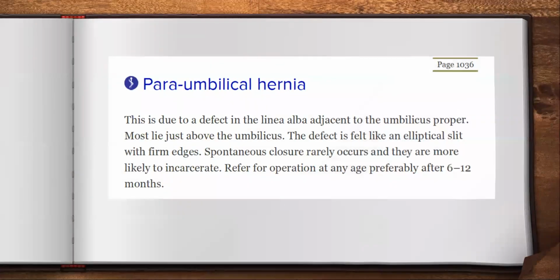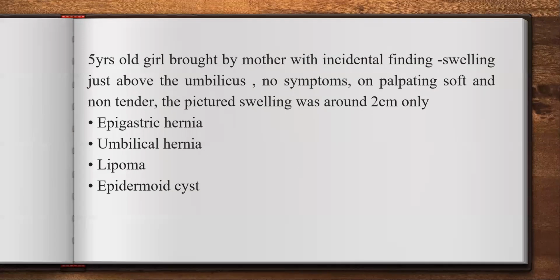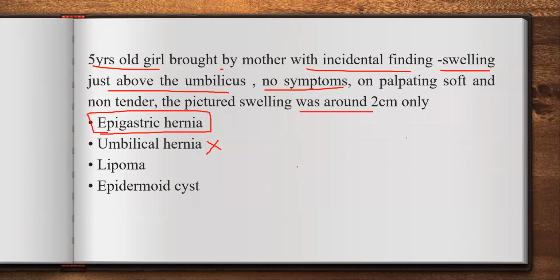Now, I don't know what will be the answer in here. It depends on the picture in the exam they will provide. But because it's just above the umbilicus, it's not umbilical hernia. It could be paraumbilical or epigastric. Okay. So depending on what picture you get, now you know that how to differentiate. So just choose the correct one.